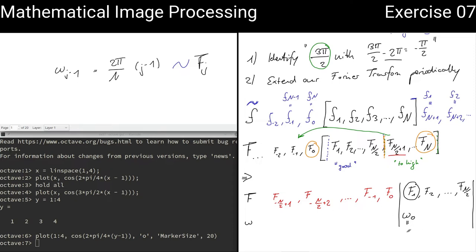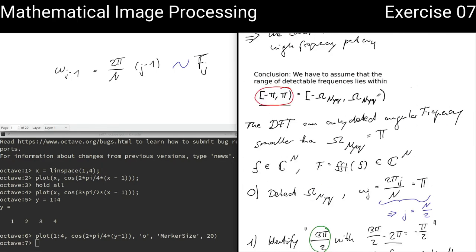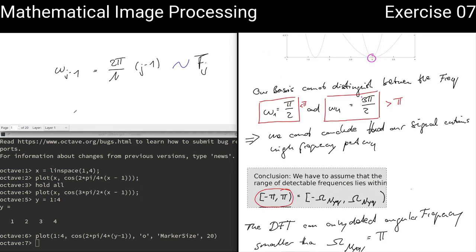Okay, so omega 0, what is it? It is 0. This is the constant part in our signal. This interpretation remains the same. Okay, so then I have omega 1, which is 2 pi over n times 1. That's also a good frequency here. And I end with omega n halves minus 1. Yeah, so this is the last frequency whose absolute value is still smaller than the Nyquist frequency. Let me maybe also copy our assumption here to the left.